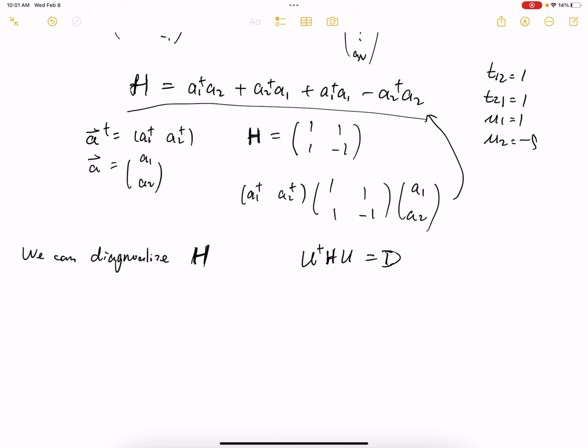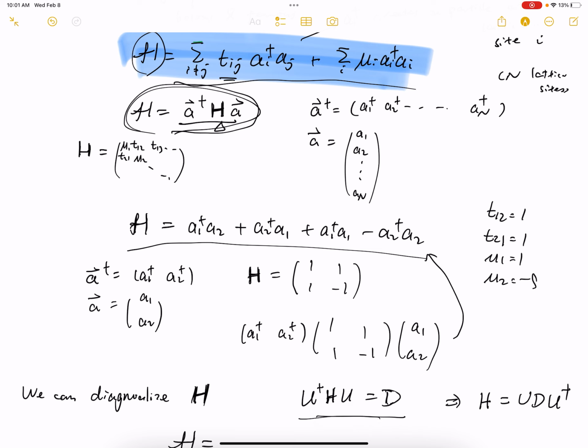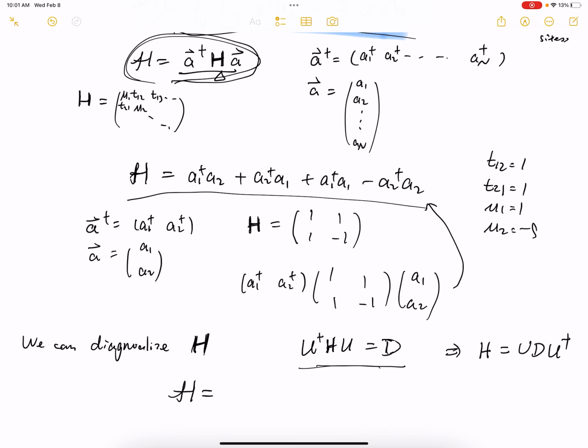So once we do that, I can rewrite this curly H using this diagonalization, right? Because of this, I can just invert this equation. I can get my H equal to U D U dagger. I can invert this equation because U inverse is just equal to U dagger. So I can basically multiply this equation on the left by U and on the right by U dagger. So we exactly get this. Once I do that, this form is going to change a little bit. So this is going to become A dagger U D U dagger A.